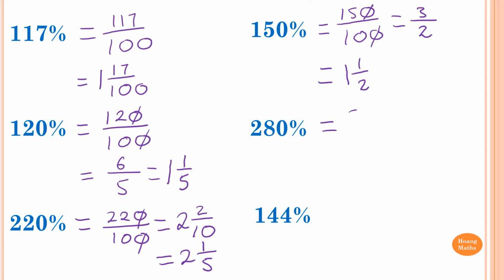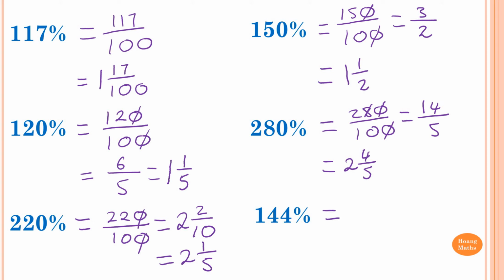Now 280%. 280% means per 100. Just write it in fraction first. Then we simplify it as we go. So we cancel these two 0s, and then 28 over 10. We're both divisible by 2. So half of 2 is 1, half of 8 is 4, and then all over half of 10 is 5. So now 14 over 5. 5 goes into 14 two times, and then remainder 4, because 5 times 2 is 10. So 4 left. So 2 and 4/5. There you go. Last one.